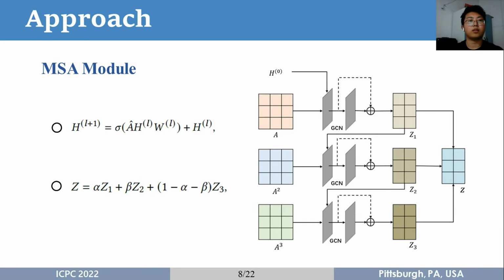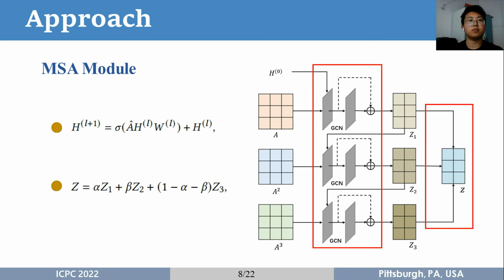Next, we illustrate the MSE module in detail. As shown in the figure, the corresponding power matrices can be obtained according to the SD adjacency matrix. Here we use 3 scales as an example. For each scale, we use a 2-layer GCN with residual connection for embedding, and then outputs of each scale are summed using a weighting method.